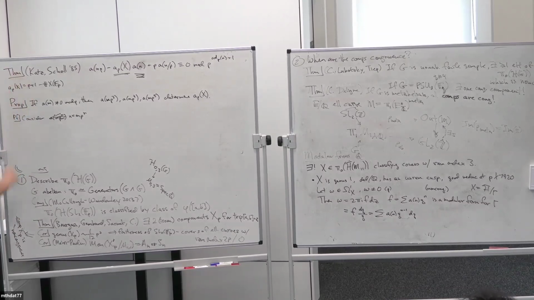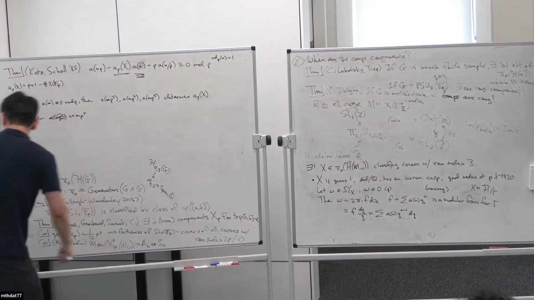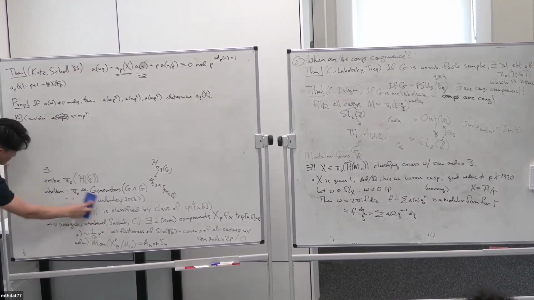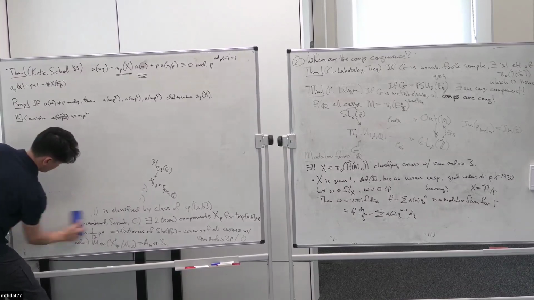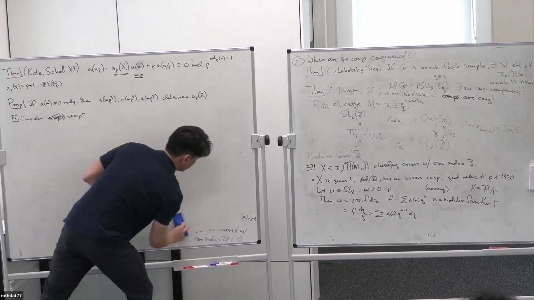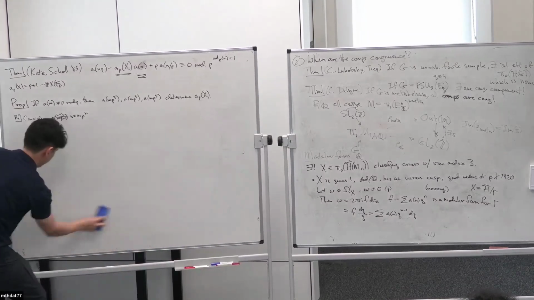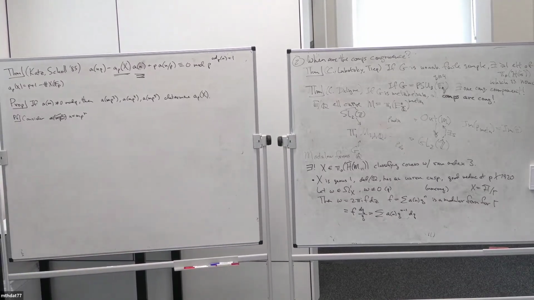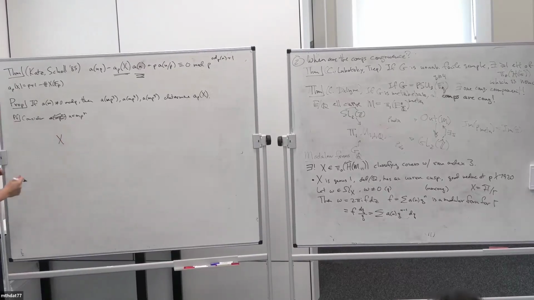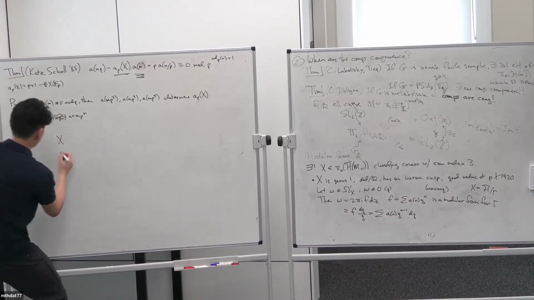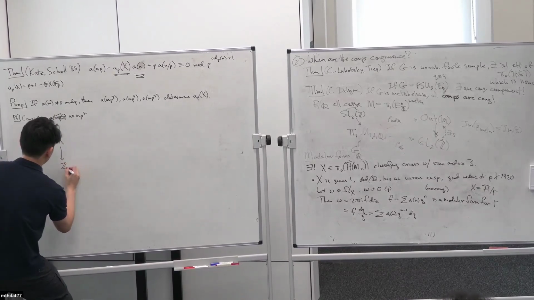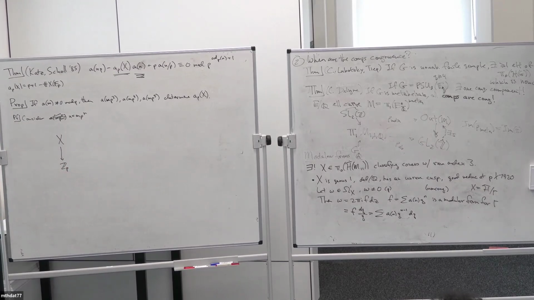Maybe I'll describe where this result of Katz and Scholl comes from. Okay, so the idea is this. We have x, our modular curve, right? We view it as having good reduction at p, so we view it as a smooth projective curve over Z_p.